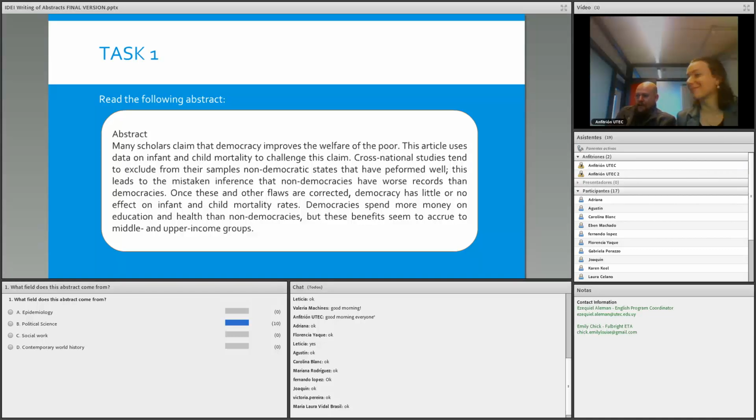Brilliant. I think we're ready to finish this poll now. There we are. So 100% of the people who participated in this poll said this is a political science abstract, which is correct. Now, let's go to the second part of this activity.